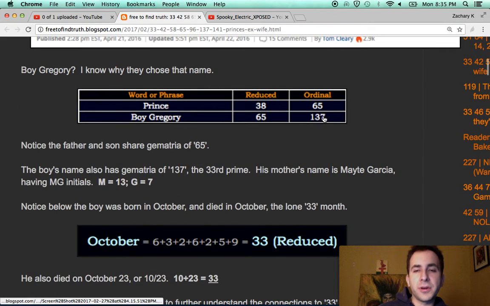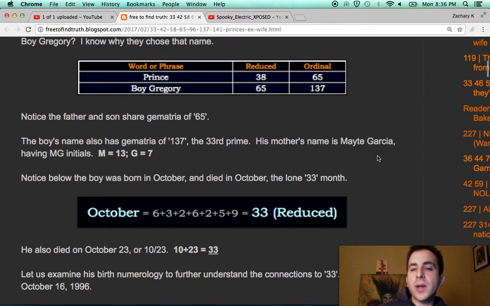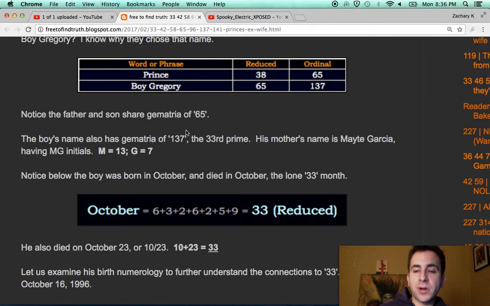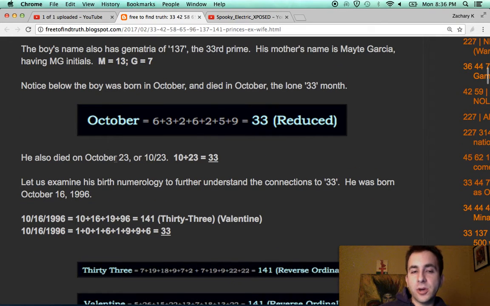So 137 is the 33rd prime number, special number 137, the 33rd prime, meaning only 1 and 137 divide into it. The mother's name, her initials are MG. M's the 13th letter, G's the 7th, so her initials break down to 137, a lot like 137. This child was born in October and died in October. October's the only month with 33 gematria. He died on October 23rd, 10 plus 23, 33.